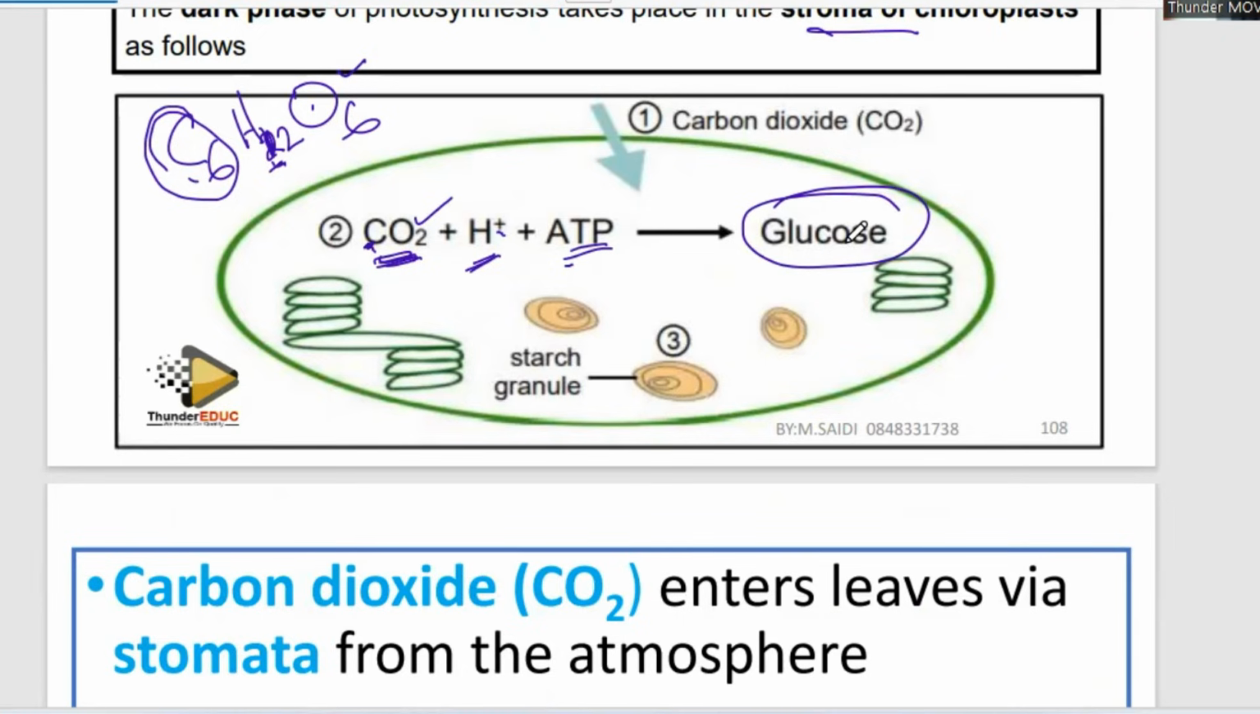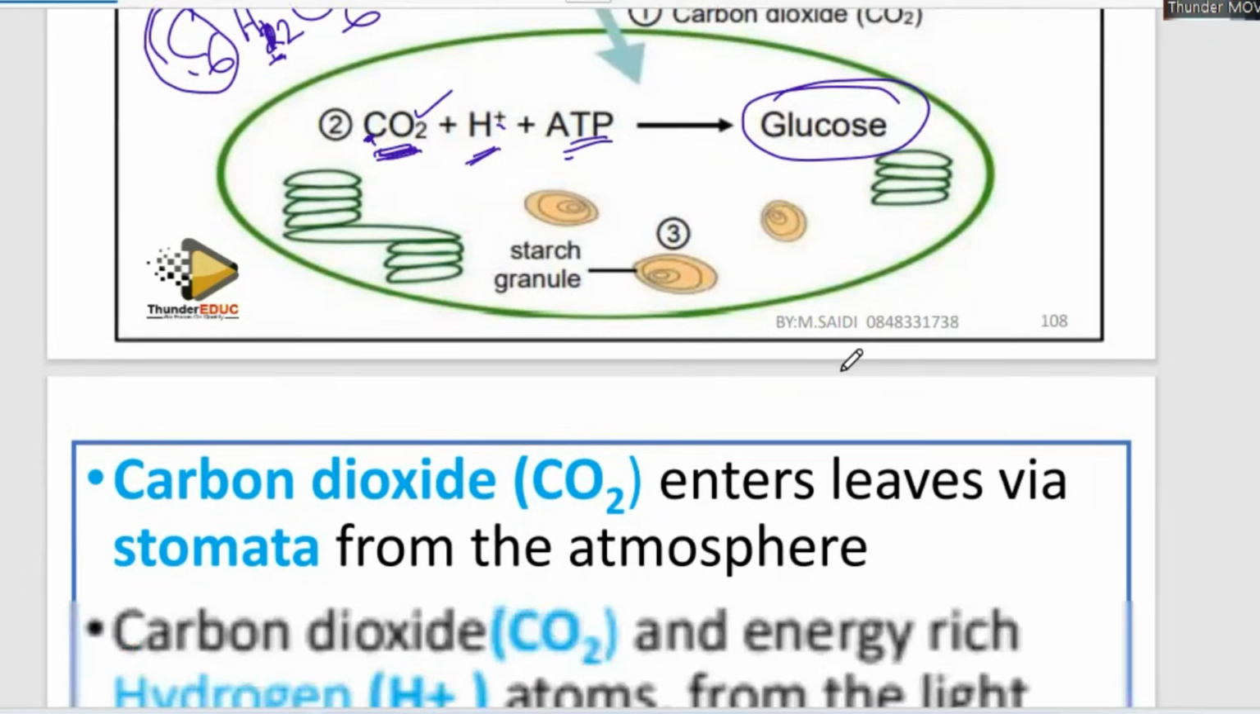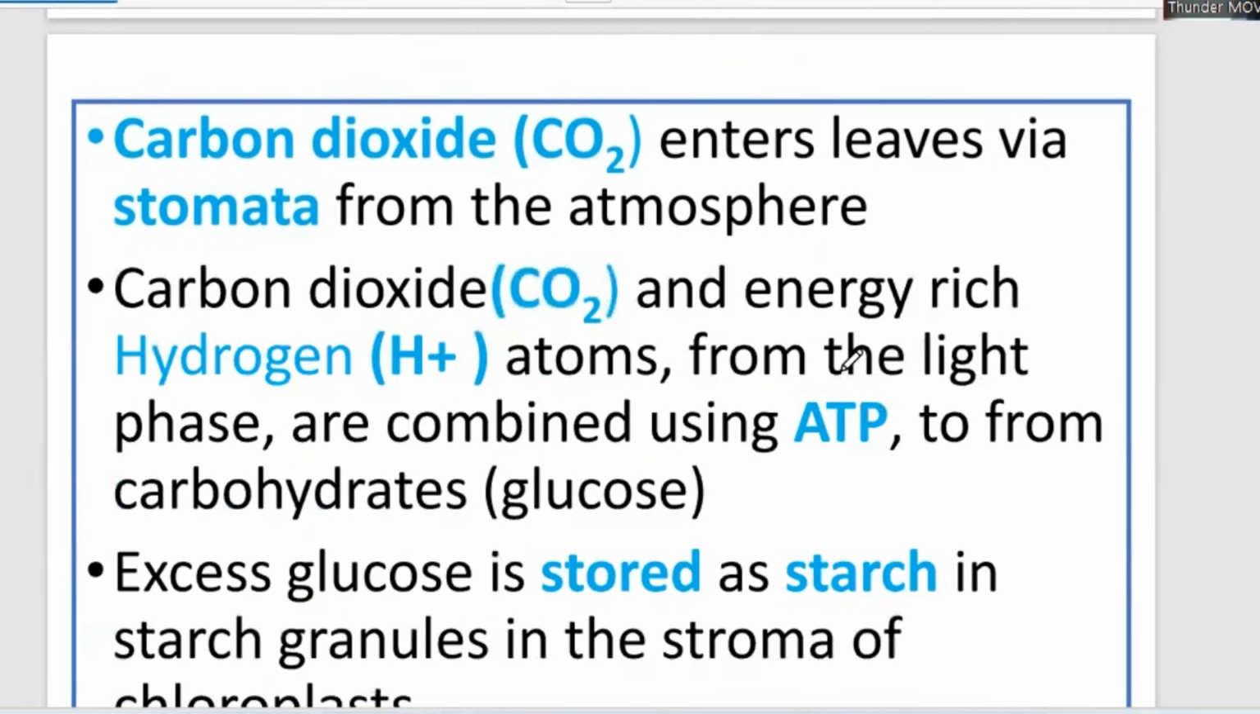Now here, glucose, if it is not going to be used, is stored as starch. So starch is the storage form of glucose, or carbohydrates, in plants. In animals it is a different story. We shall see it when we go to nutrition. So this is the summary.